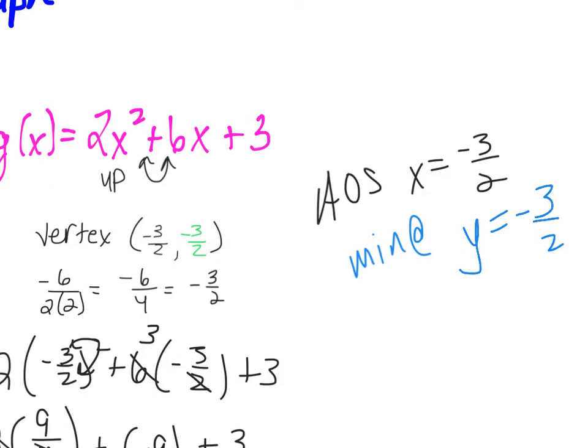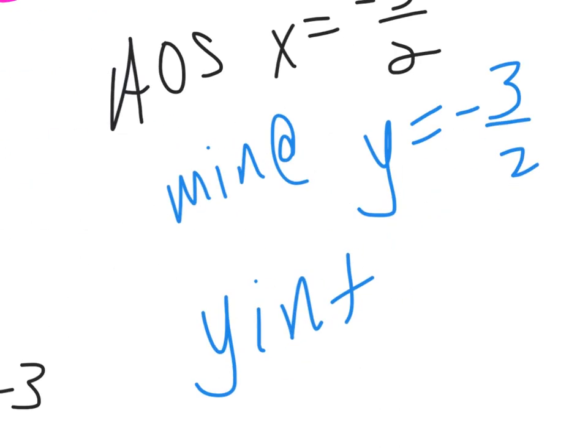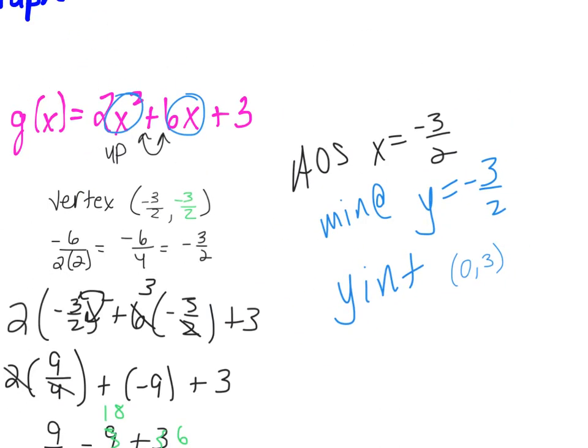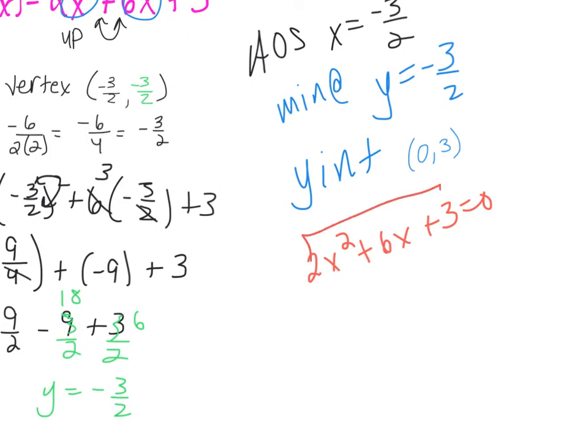Okay, y-intercept, guys. If I put in 0 for x, what's my y-intercept? 0, 3. My x-intercepts I'm going to factor, right? So 2x squared plus 6x plus 3 equals 0. A is not 1. So 2 times 3 is 6. Are there factors of 6 that multiply to give you 6 but add to give you 6? No. So you would have to use what? The quadratic formula.